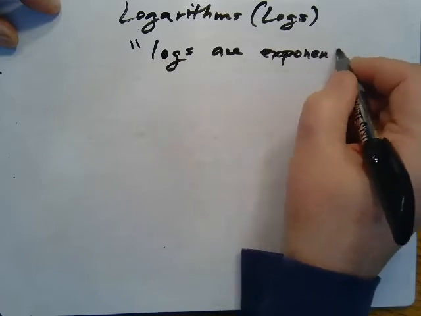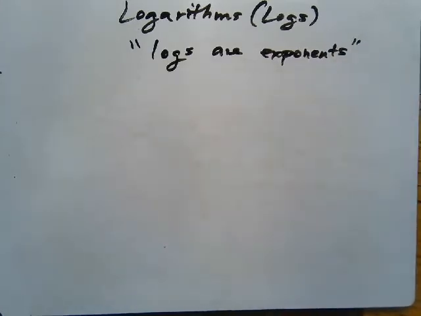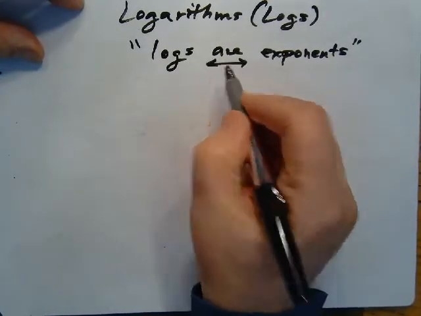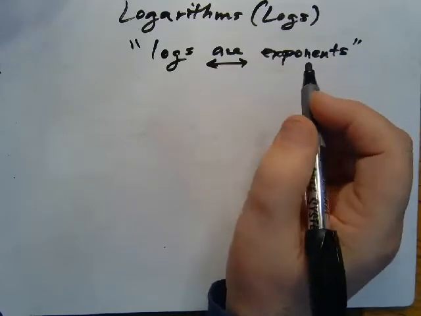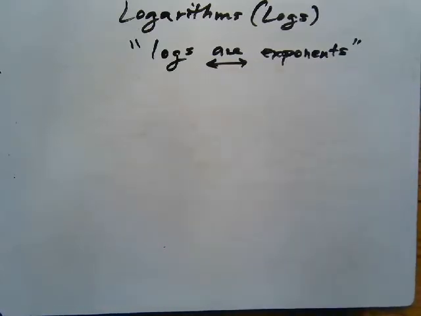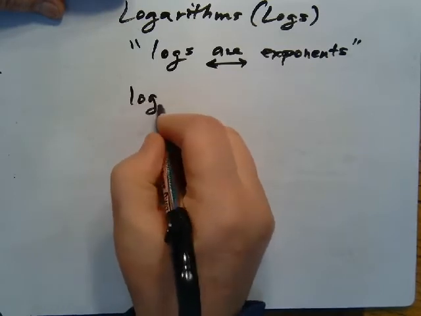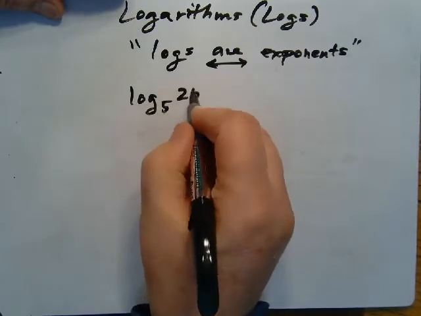Logs are just exponents. If we try to remember that logs are exponents and exponents are logs, they're the same thing. It might help a little bit to understand how to work with these. Now, you might see something that looks like this: log base 5 of 25.